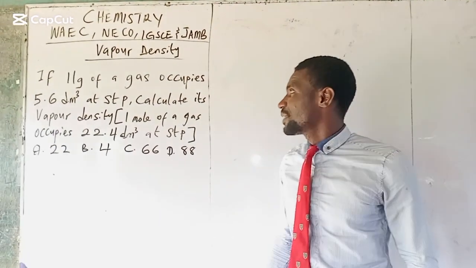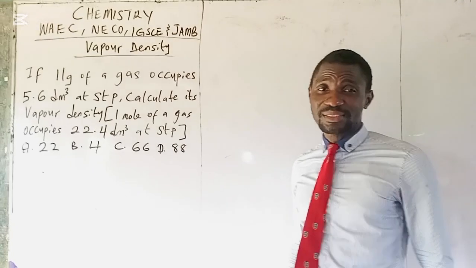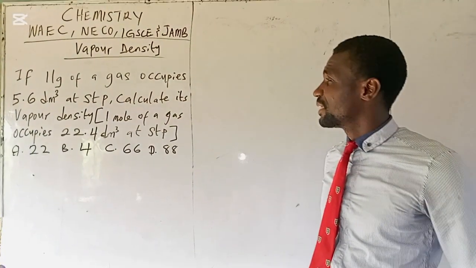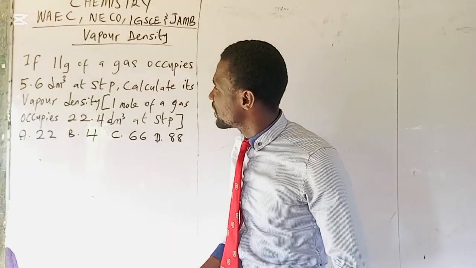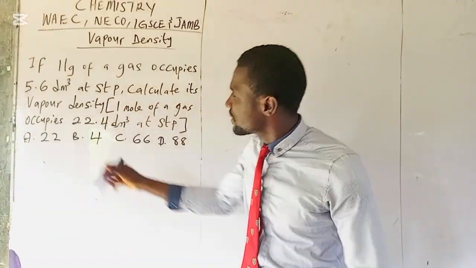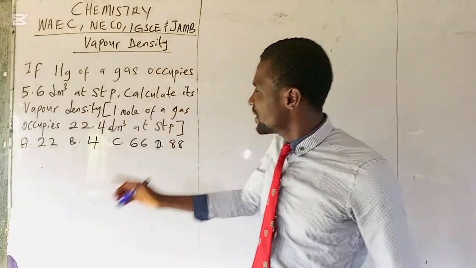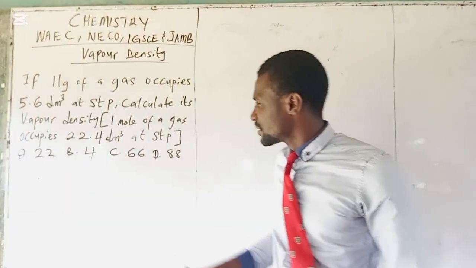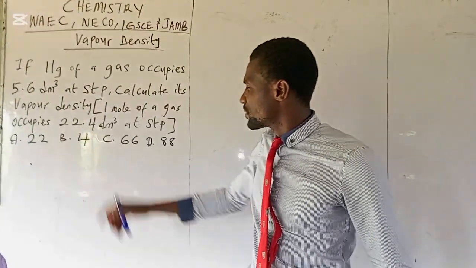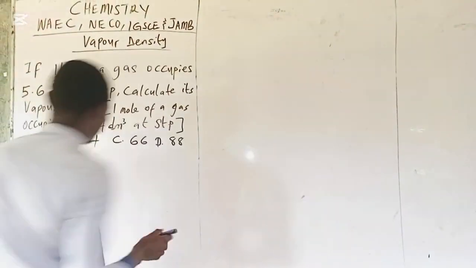Today we look at chemistry. The question is based on vapor density. Let's look at the question without wasting time. If 11 grams of a gas occupies 5.6 dm³ at STP, calculate its vapor density. 1 mole of the gas occupies 22.4 dm³ at STP. We have the options. Solution.